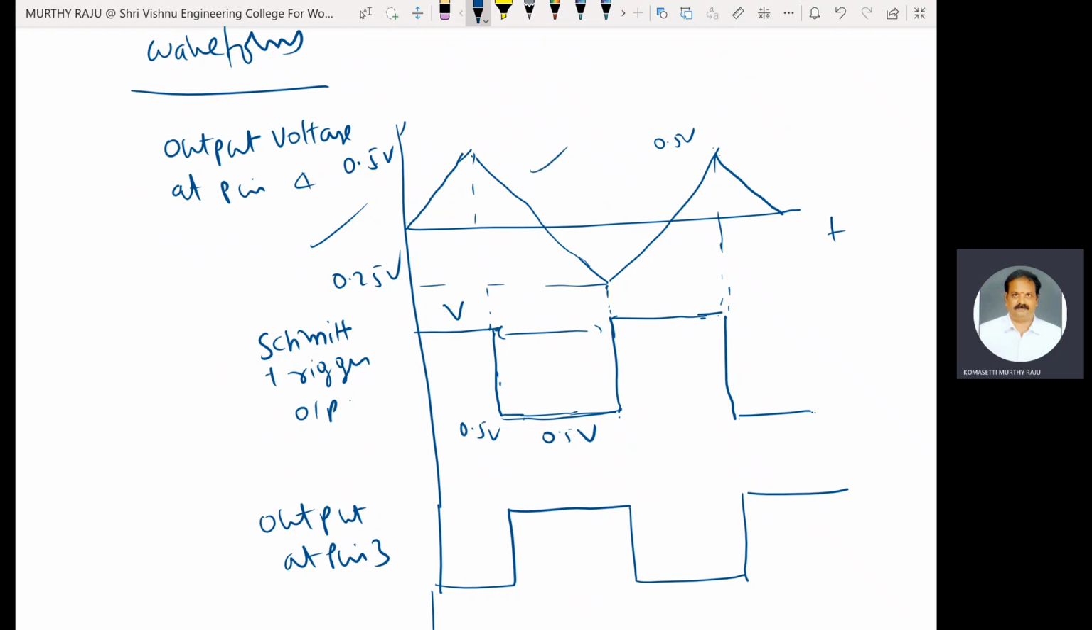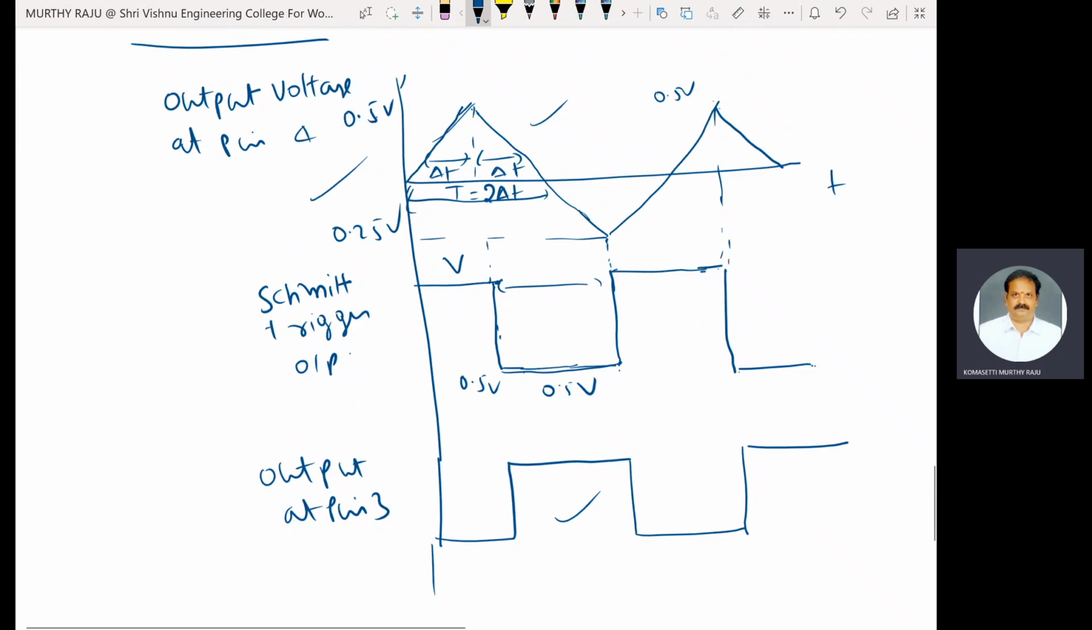Finally, two types of waveforms are generated here. This one is charging and discharging. T is equal to 2 delta T. Charging and discharging at a constant rate. This one is delta T, this one is delta T. T is 2 delta T.